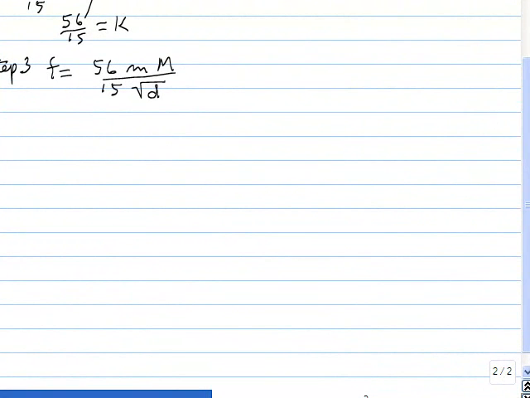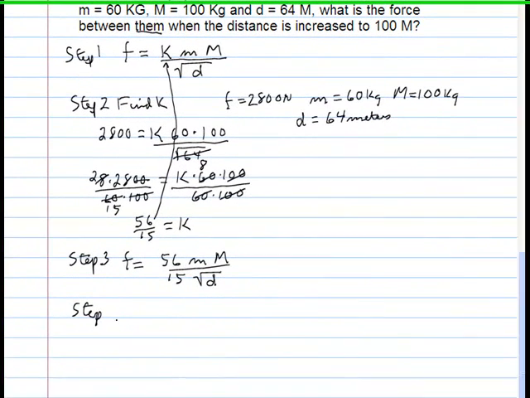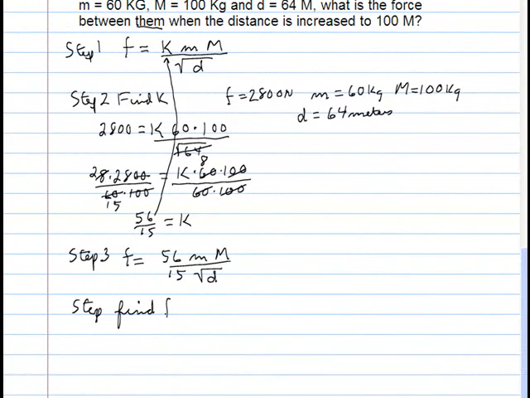So the question says, what is the force between them? So apparently the them means we're going to stick with the same two objects. So that means little m is still going to be 60. Big M is still going to be 100. What is the force between them when the distance is increased to 100 meters? So what they're asking us to do here is find F. Find F when little m is still going to be 60, big M is still going to be 100, and D, this time, is going to change from 64 to 100.